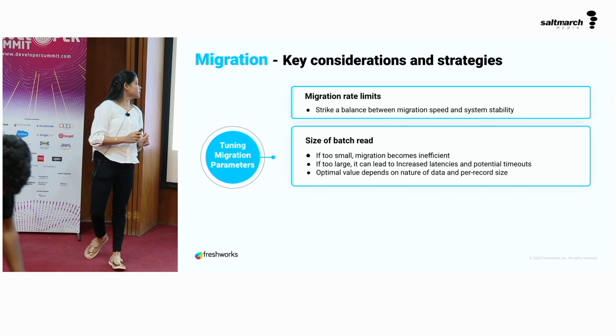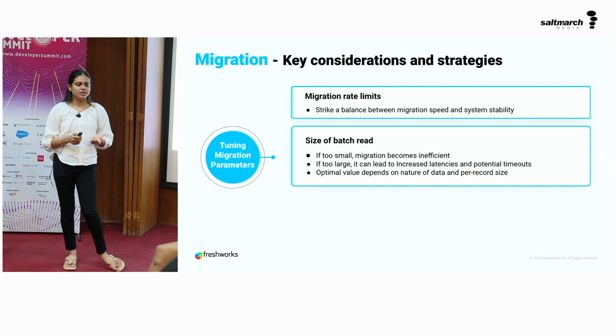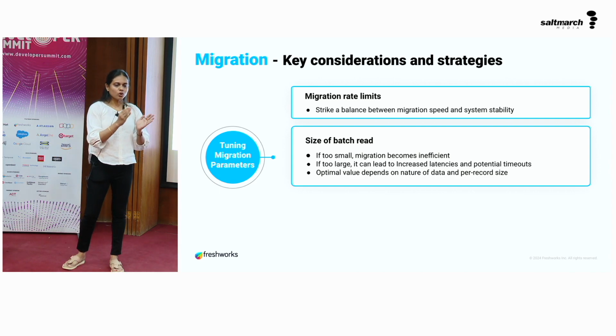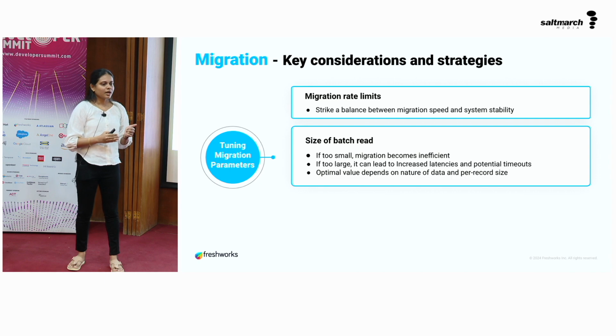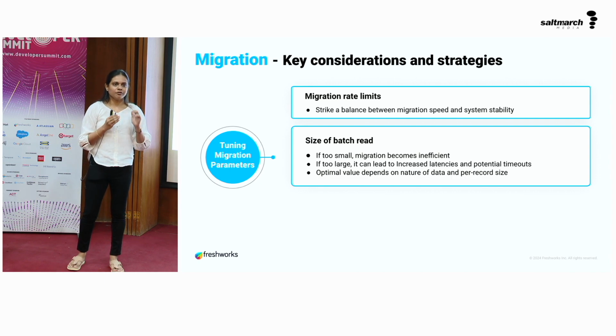The second most important migration parameter was the batch read size. This indicates the total number of reads that can be done in the source cluster at once. How many records you can fetch from the source cluster at once, that is what this batch size is. And this batch size, if it is too small, of course, affects the overall efficiency of the migration. And if it is too large, you're consuming too many records at once, and hence more CPU, and thereby increased spikes in latencies.